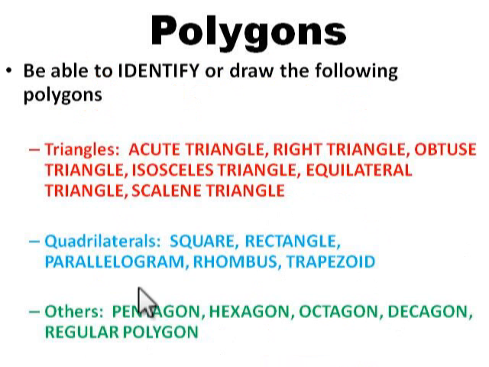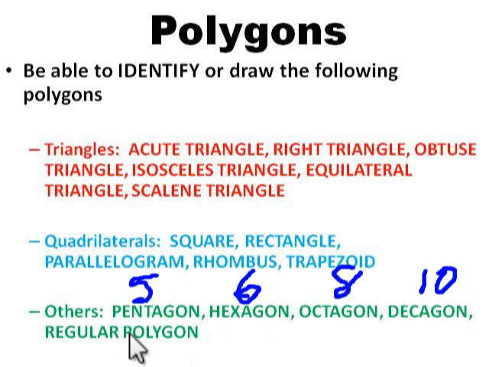Okay, then we have these special polygons. So what you need to know about these is the number of sides each one has. A pentagon has 5 sides. A hexagon has 6 sides. An octagon has 8 sides. And a decagon has 10 sides. A regular polygon has all congruent sides and all congruent angles.